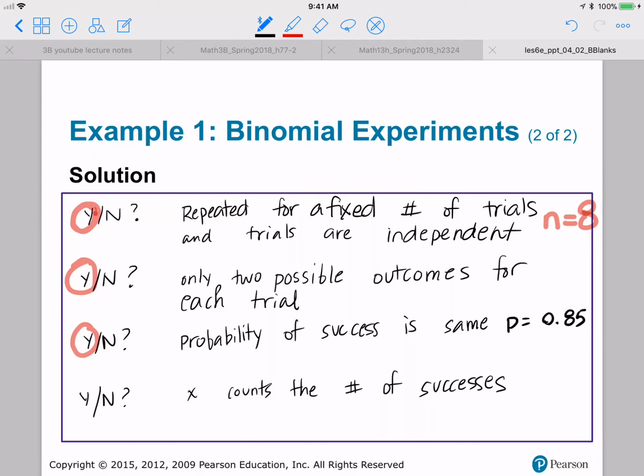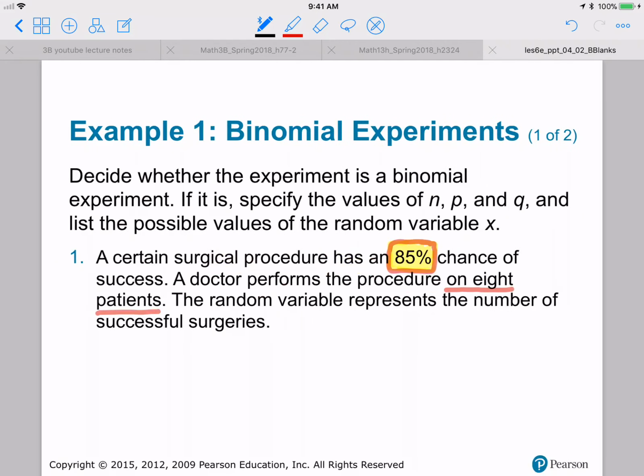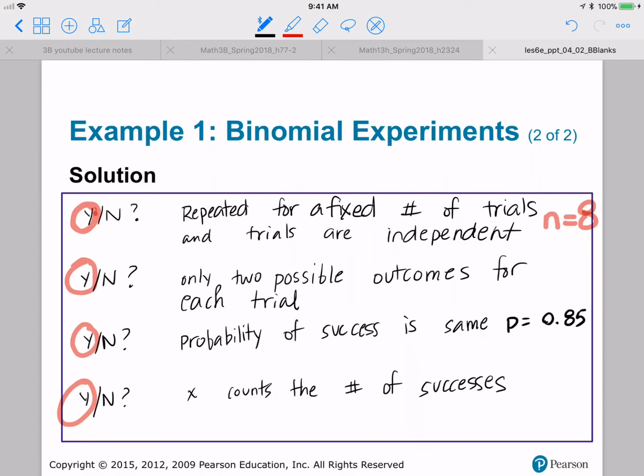Okay, and then X counts the number of successes. Yes, X does count the number of successes, and X is the random variable representing the number of successful surgeries. So if the procedure is carried out on 8 patients, then X could be 0, 1, 2, any number up to 8.